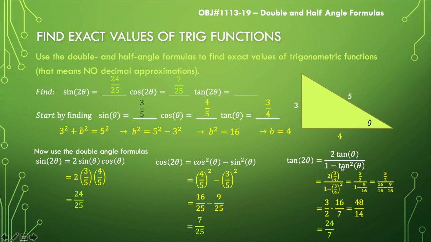Now, if you're tasked with just finding the tangent of 2 theta, you're probably going to want to go ahead and use this formula. But if not, then go ahead and use the sine of 2 theta divided by the cosine of 2 theta and just justify your answer that way. Okay.